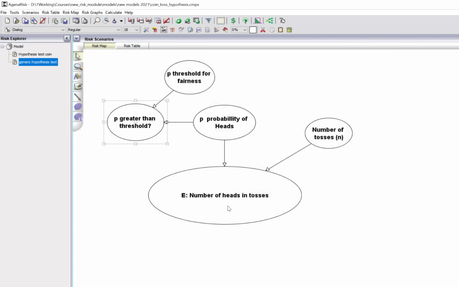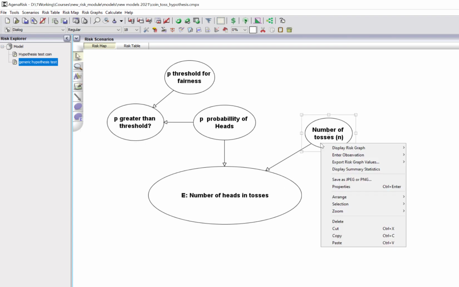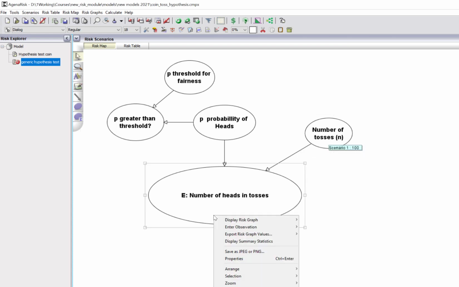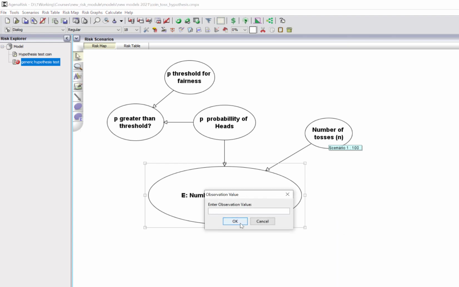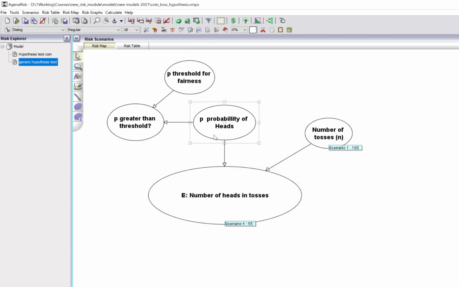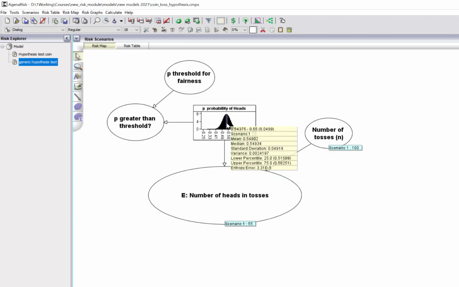So now let's suppose that we toss the coin 100 times and that we observe 55 heads. So we're going to enter the observation 100 for the number of tosses, and we're going to enter the observation 55 for number of heads observed. And what we're going to do now is run the model. Let's see what we've learned about the probability of heads. You can see we've learned it's that distribution. It's got a mean of about 0.55, which is what you'd expect.